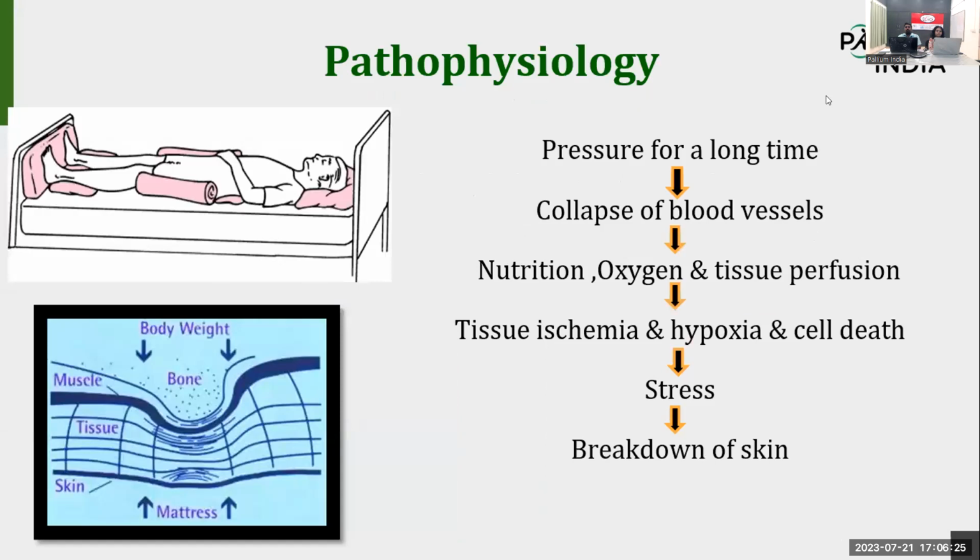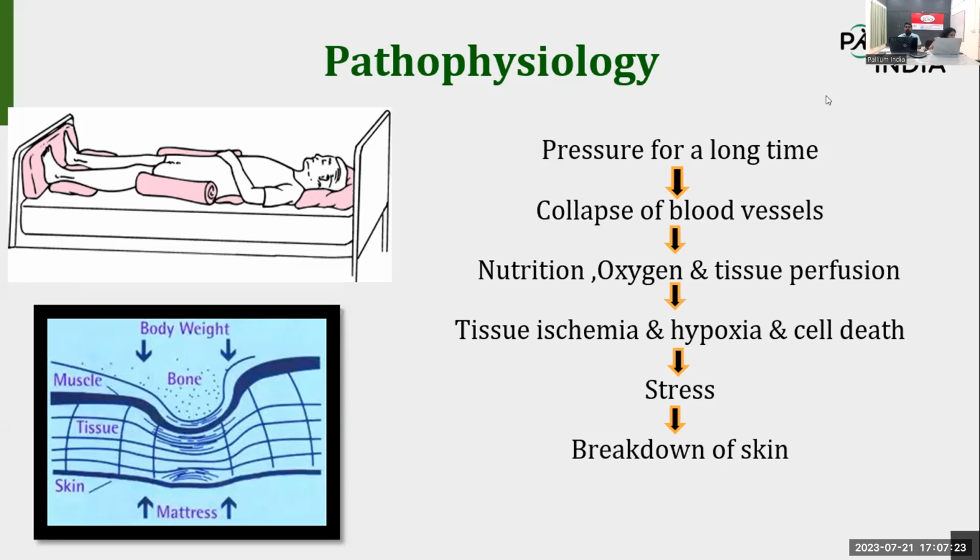While moving to pathophysiology, suppose a patient is lying in a supine position for a long time. There are some pressure prone areas in the underlying parts, where continuous pressure falls. In the second picture, you can see the bony part. According to the body weight, the bone compresses the underlying muscle, tissues, and superficial skin against the mattress. The patient is lying on the mattress, so the muscle, tissues, and skin between the mattress and the bone get continuous pressure. Due to this continuous pressure, the underlying blood vessels collapse.